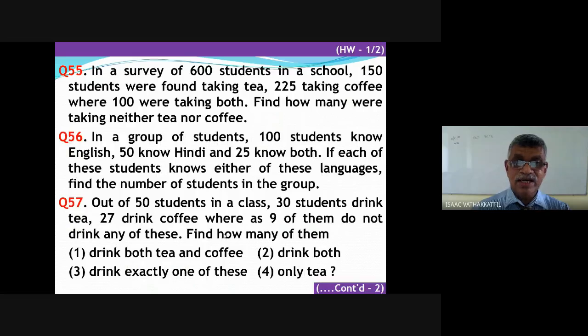One thing you take care of: if you have A and B, at least one of them is A union B, both of them means A intersection B. A small error occurred in between. Take care of it. Now question 55.